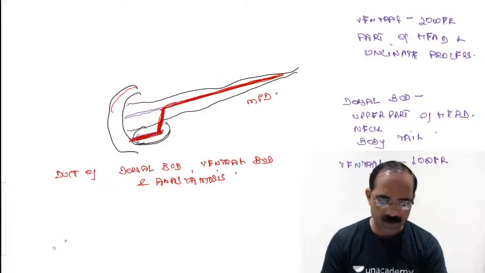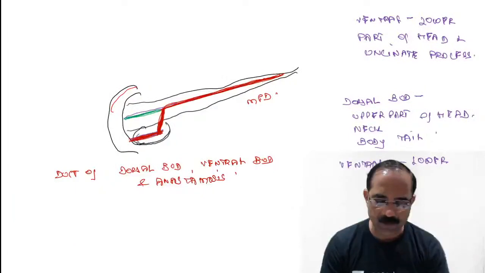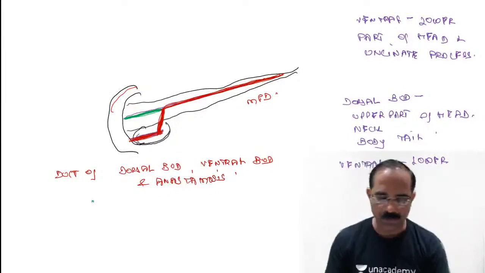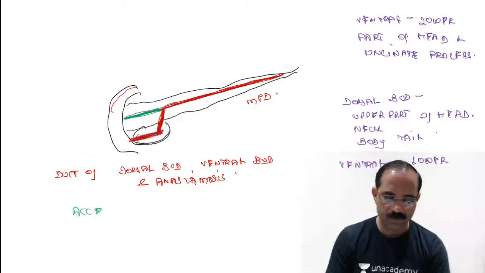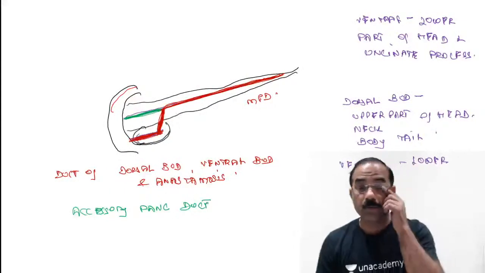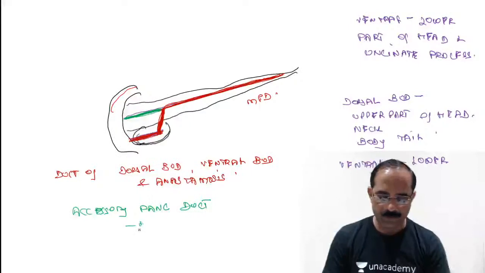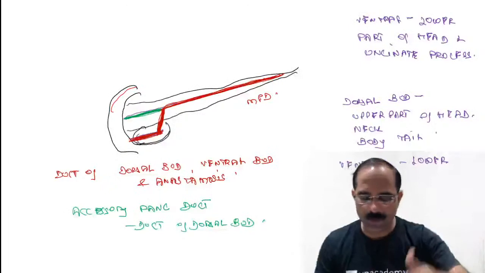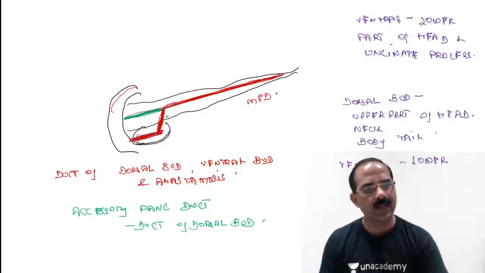And what is the accessory pancreatic duct derived from? The accessory pancreatic duct is derived from the duct of dorsal bud. I hope this is clear. Accessory pancreatic duct is derived from the duct of the dorsal bud. And the main pancreatic duct is derived from the duct of the dorsal bud, ventral bud, and the anastomosis between them.